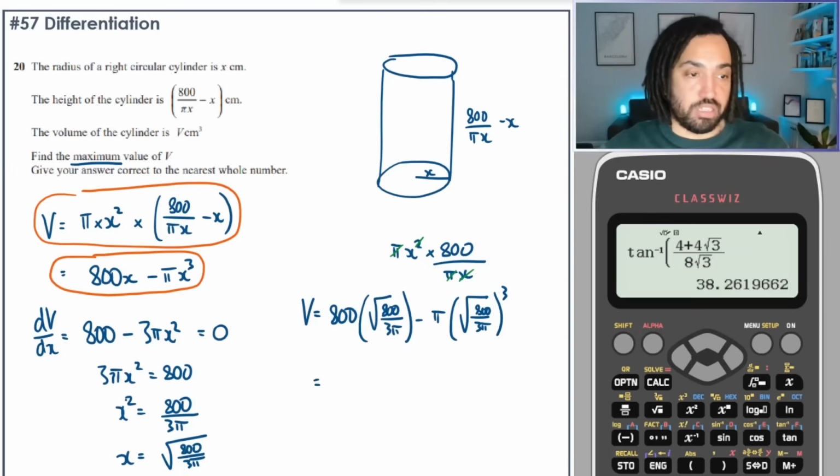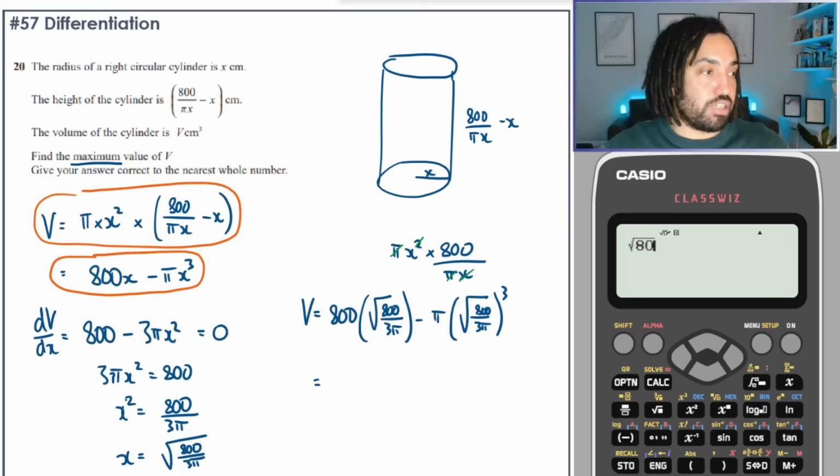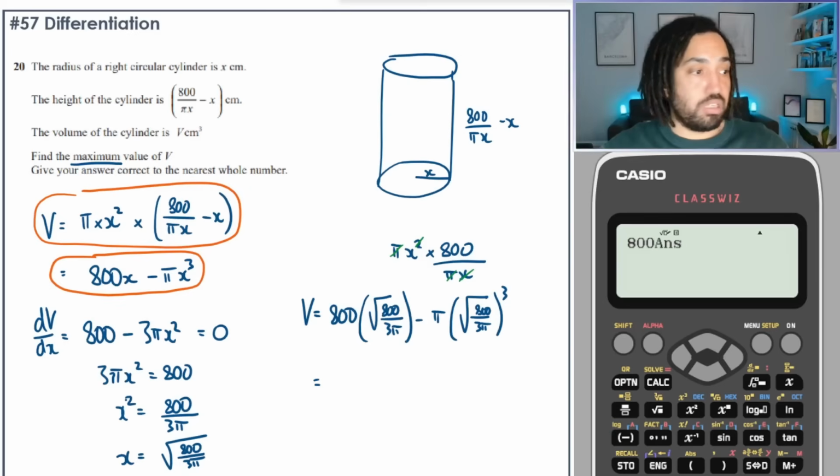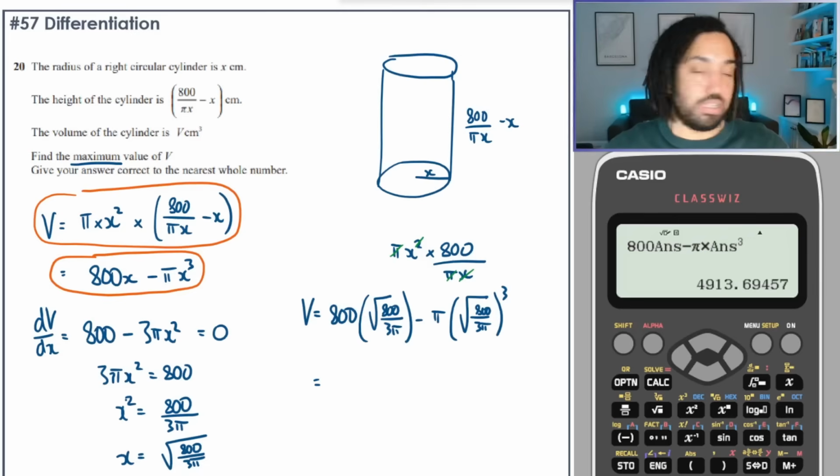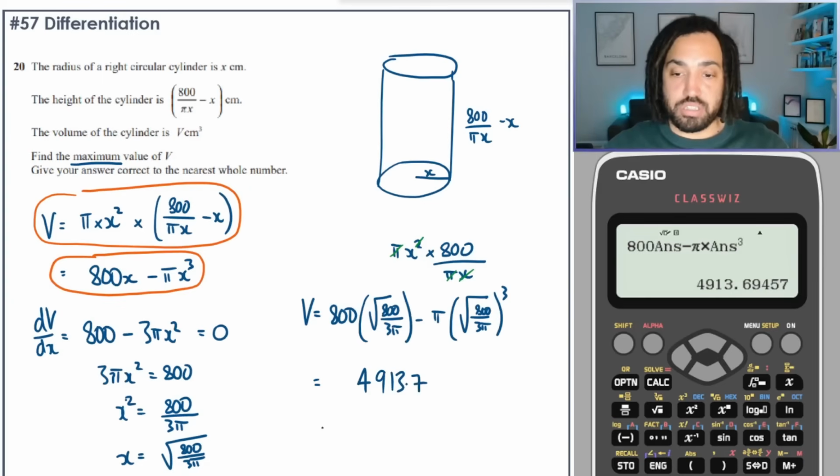Okay, so on my calculator, I'm going to type in 800 over 3 pi rooted, and press equals. That's going to be in my calculator as the answer button. So I do 800 times the answer minus pi times the answer cubed. And that gives me 4,913.7. So to the nearest whole number, it is this, and that will be centimeters cubed. Voila.